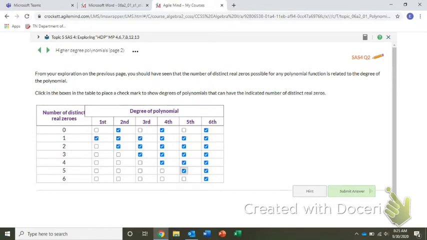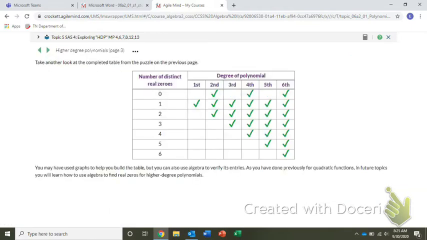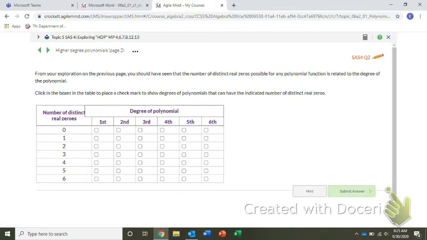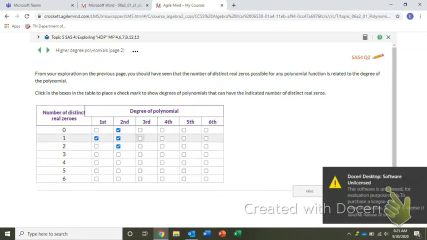So, next, number 3. There it is, just showing you our chart again. Let's go back and hit submit on this.